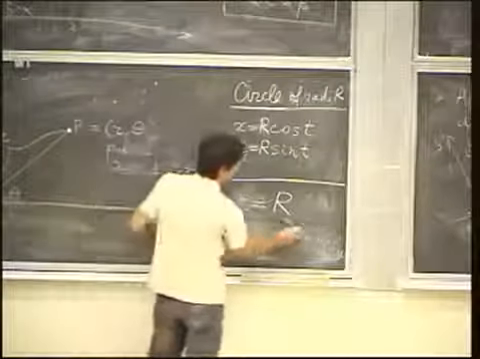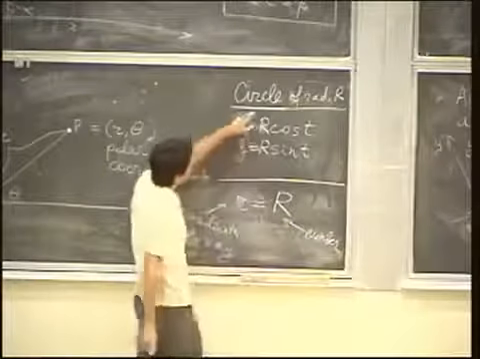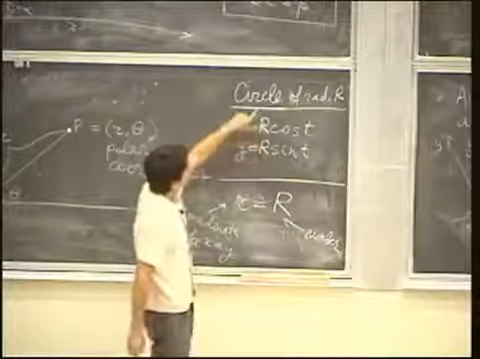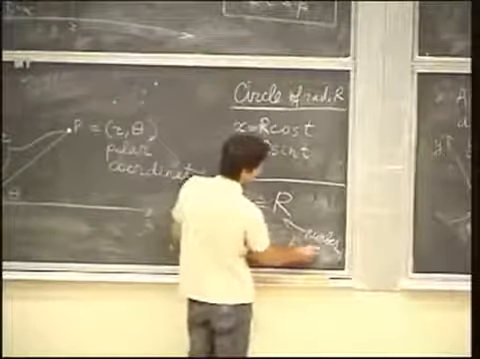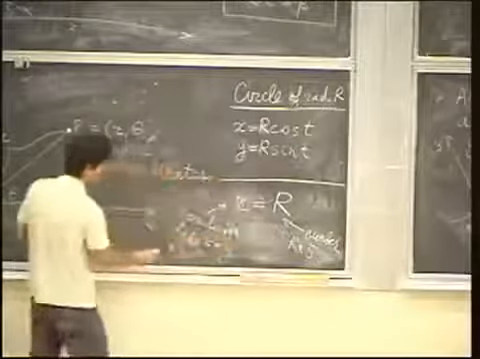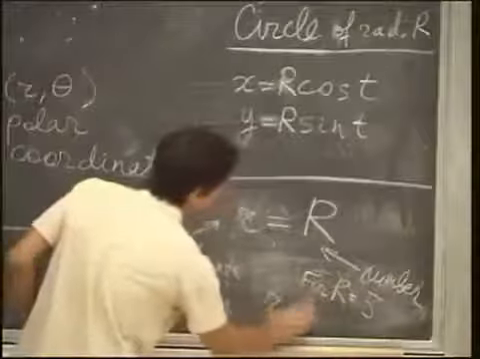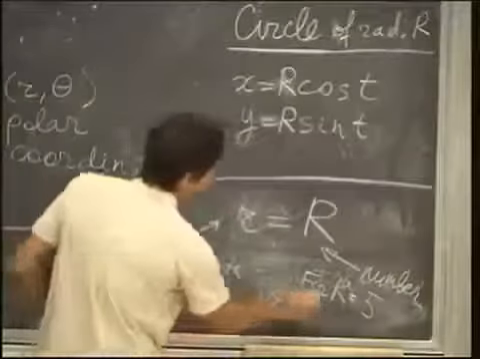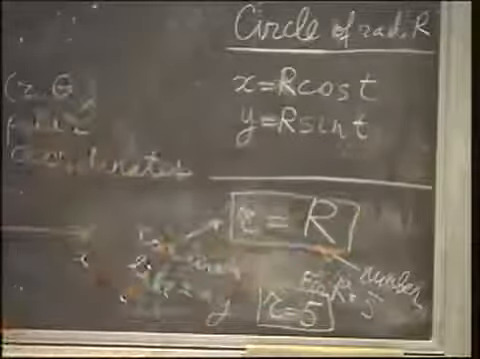And this r is a number, because I'm asking you to write an equation for the circle of radius r. So for example, it's a number which could be equal to any number you want, like 5, for example. So in this case, the equation would read just r equals 5. So it's this type of equation that we get when looking at a circle from the point of view of polar coordinates.